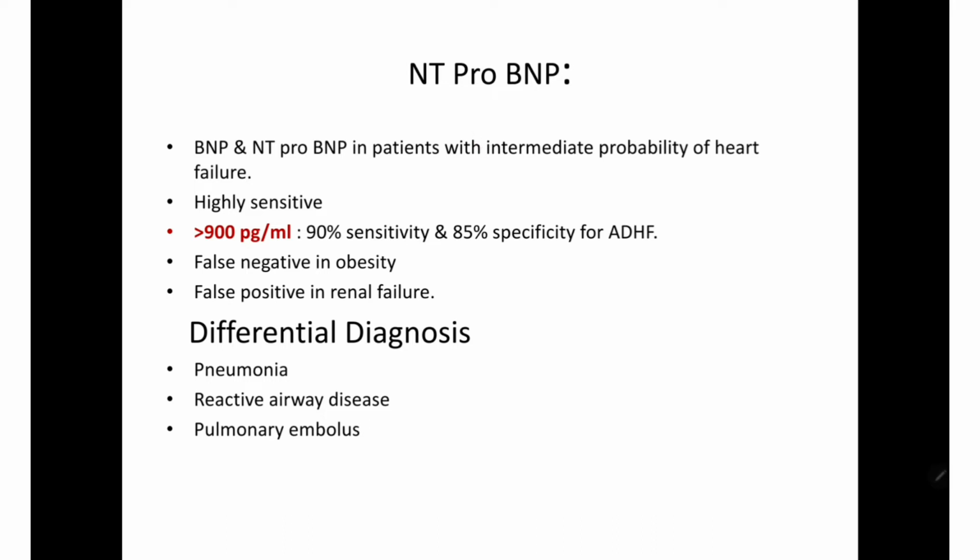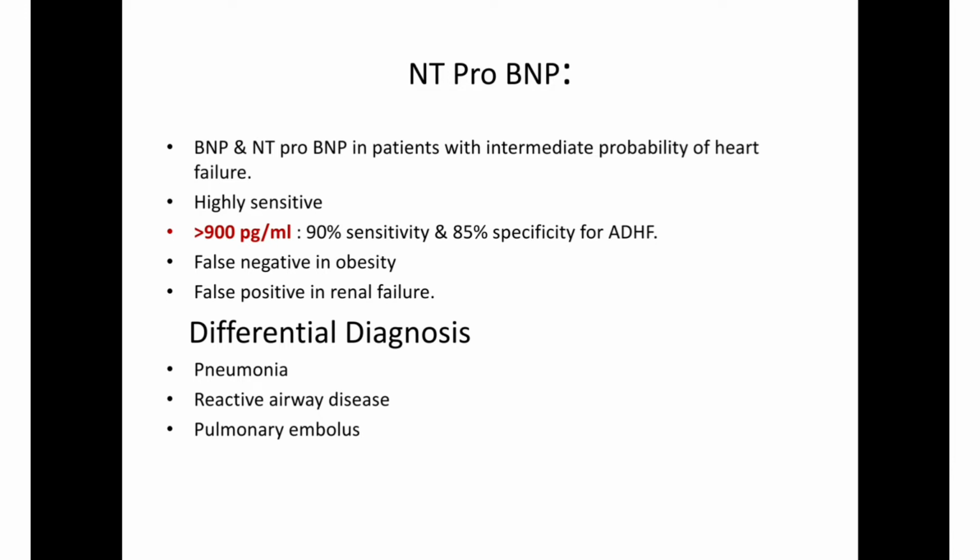Now let me talk about NT-proBNP. Brain natriuretic peptide and NT-proBNP are used in patients with intermediate probability of heart failure. It is a diagnostic marker. We can check the NT-proBNP levels because it is highly sensitive. If a patient has more than 900 picogram per ml of NT-proBNP, there is 90% sensitivity and 85% specificity for acute decompensated heart failure. We basically check these levels when we are confused, when we are not sure whether the patient is in acute decompensated heart failure.